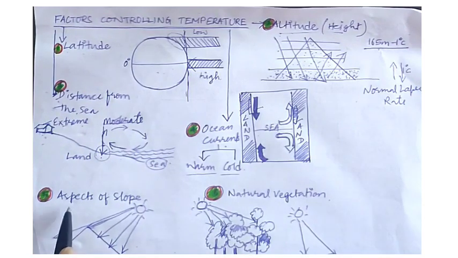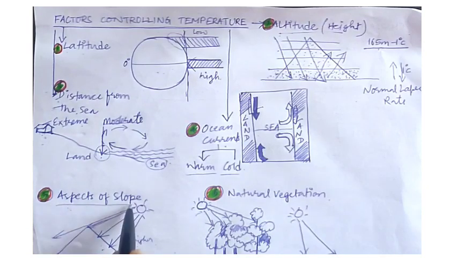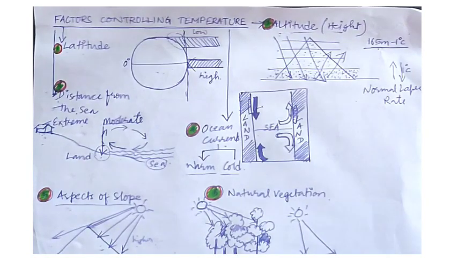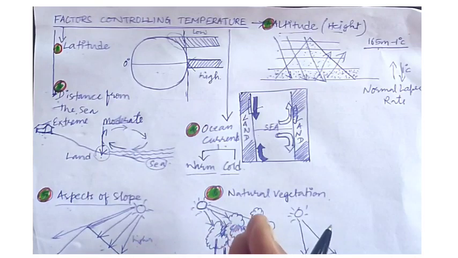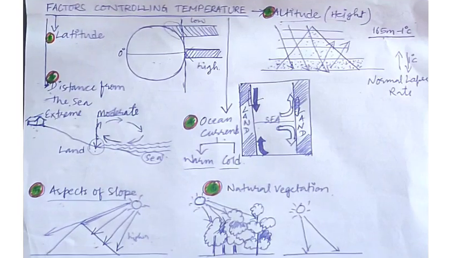Next we have the aspect of slope. Okay, means here the slope which is facing towards the sun will have a higher temperature compared to the slope which is away from the sun. Okay, so that is your aspect of the slope. It's very simple. So the slope which is exposed towards the sun will have higher temperature. The slope which is opposite to it will have lower temperature.